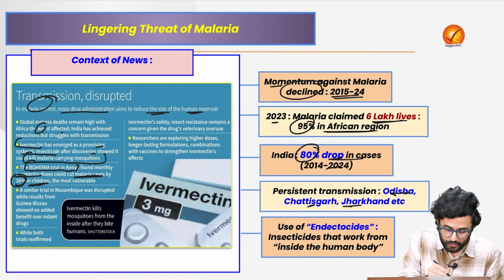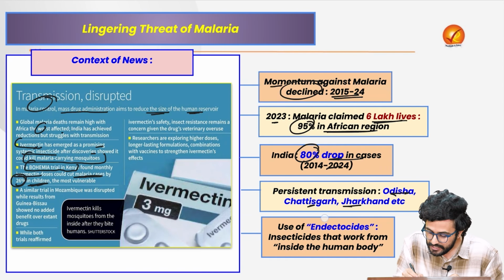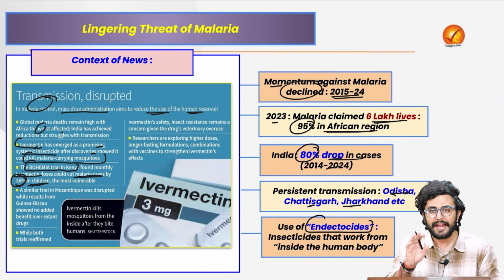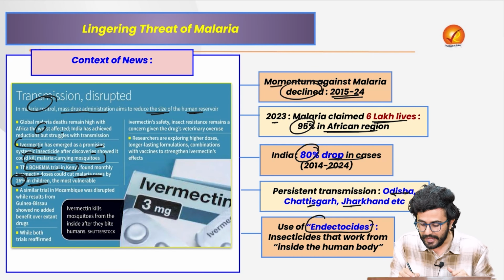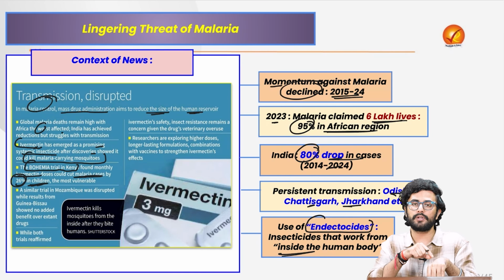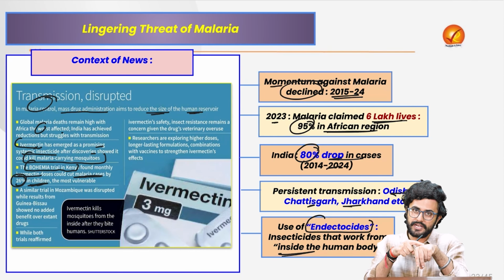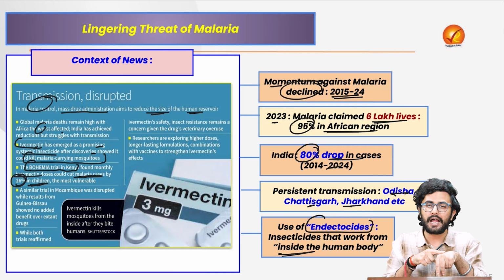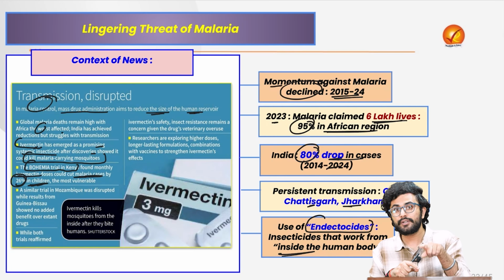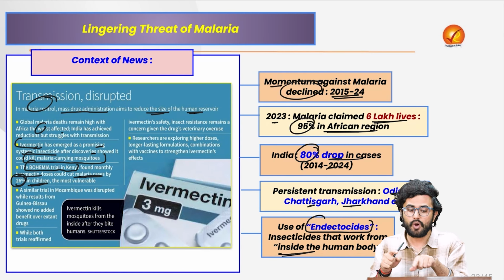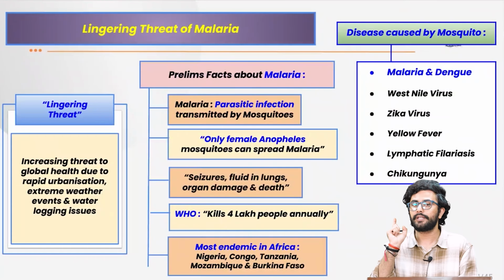Thus, what is this particular ivermectin? It is basically a kind of endectocide. An endectocide is a kind of insecticide that works from inside the human body. So if, for example, a mosquito sits on my hand and tries to bite me, but I have taken ivermectin, then this mosquito will end up dying and will not spread malaria.